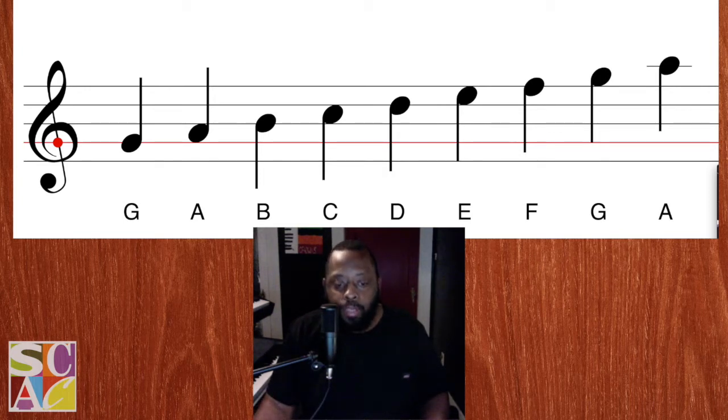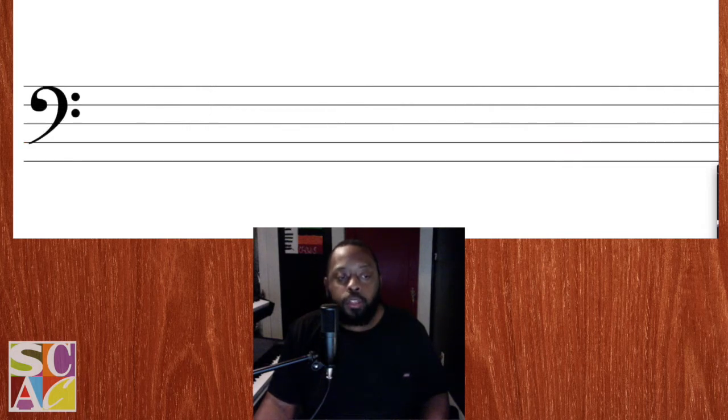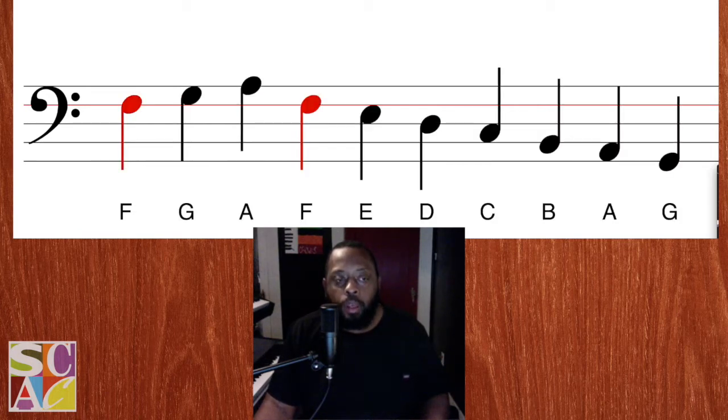Now, let's go to the bass clef. The bass clef also has a name, and it's called the F clef. So now let's place some notes on the bass clef line. Now, take your left hand with your thumb on middle C, and we're going to go down. So C, B, A, G, F, and we're going to stop right there. That's what F looks like on the staff, and that's how it sounds on the piano.